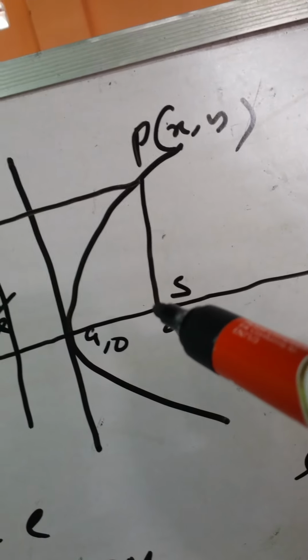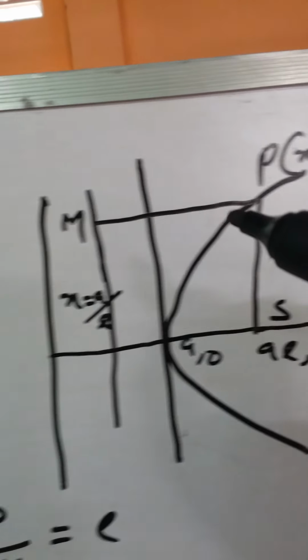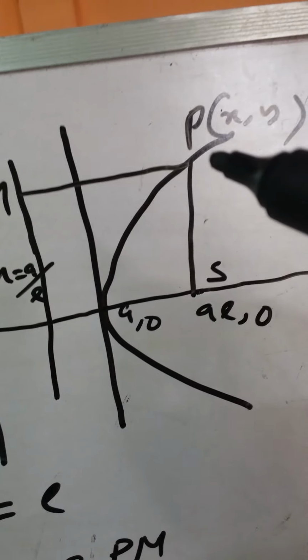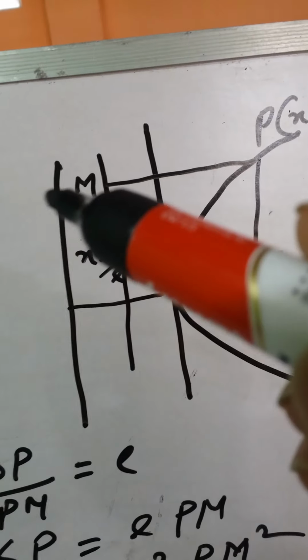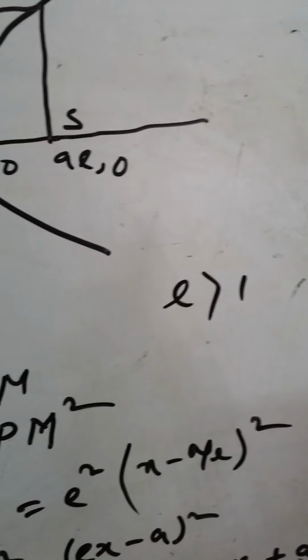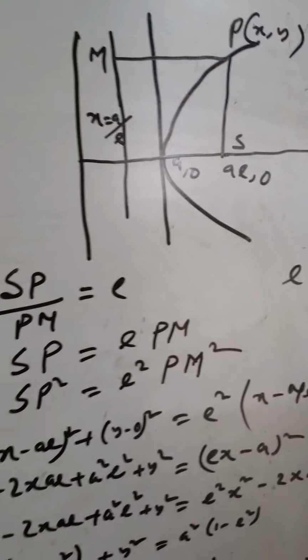This is the fixed point S, and that is P, that is PM, the fixed line. SP by PM is equal to E, and E is greater than 1, then it is called a hyperbola.